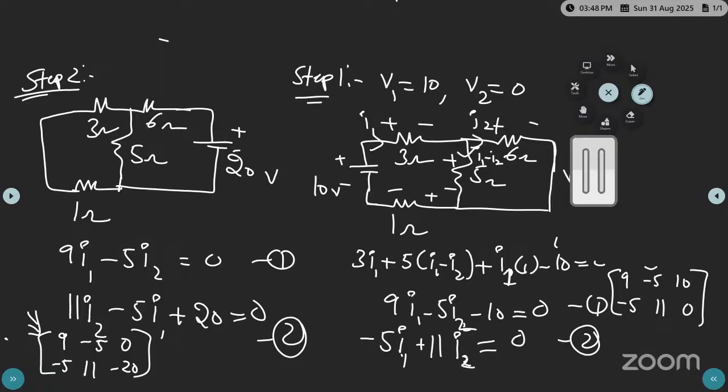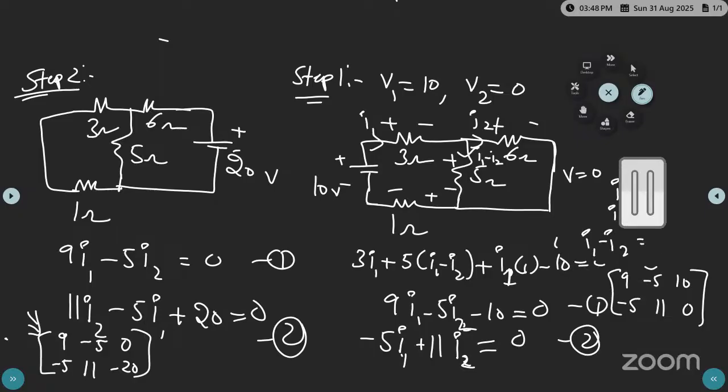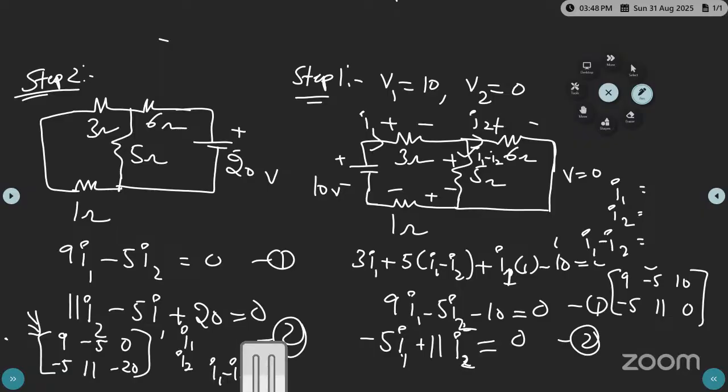Enter this one. What is the value? Tell me. 9, minus 5, 10, minus 5, 11, 0. What is the value of I1? What is the value of I2? What is the value of I1 minus I2? Here also enter. So add both, I1 minus I2 in step 1 and I1 minus I2 in step 2. Add both currents, that will become the RHS.